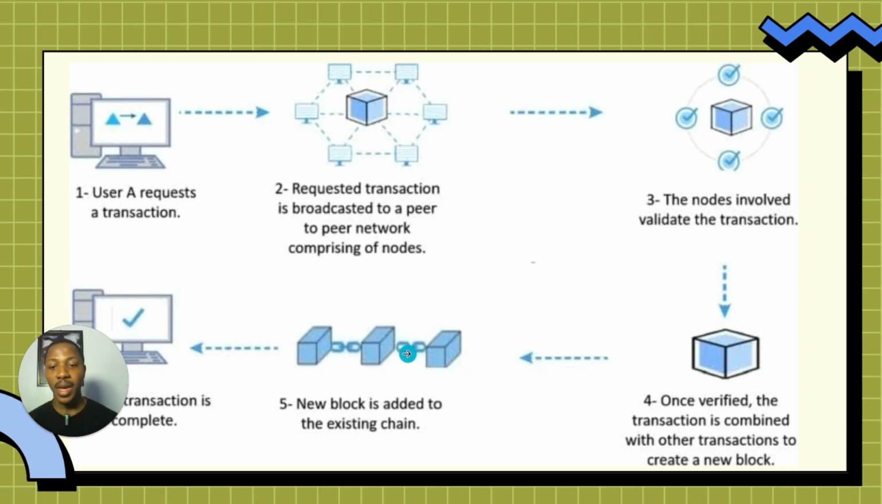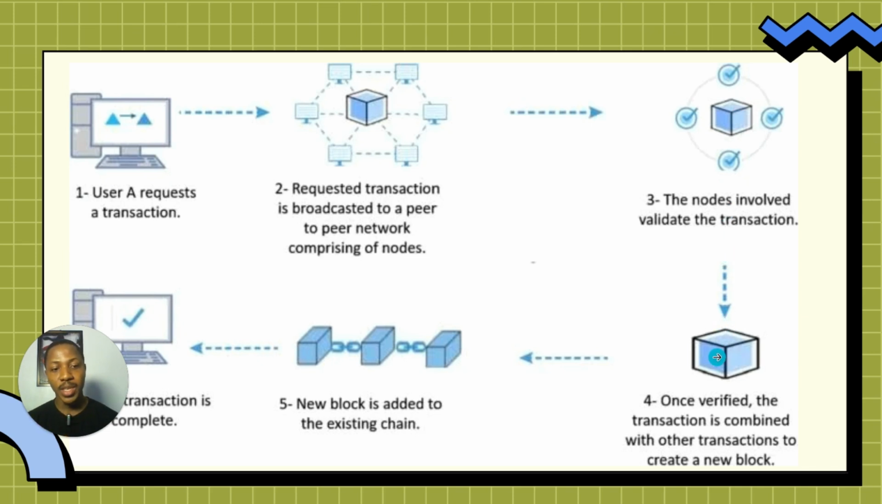So once these blocks are added to the chain, the transaction is complete. That's basically how the blockchain works. So you request a transaction, it's broadcasted to the network. Each and all these nodes across the world have to validate it. Then the block is created.